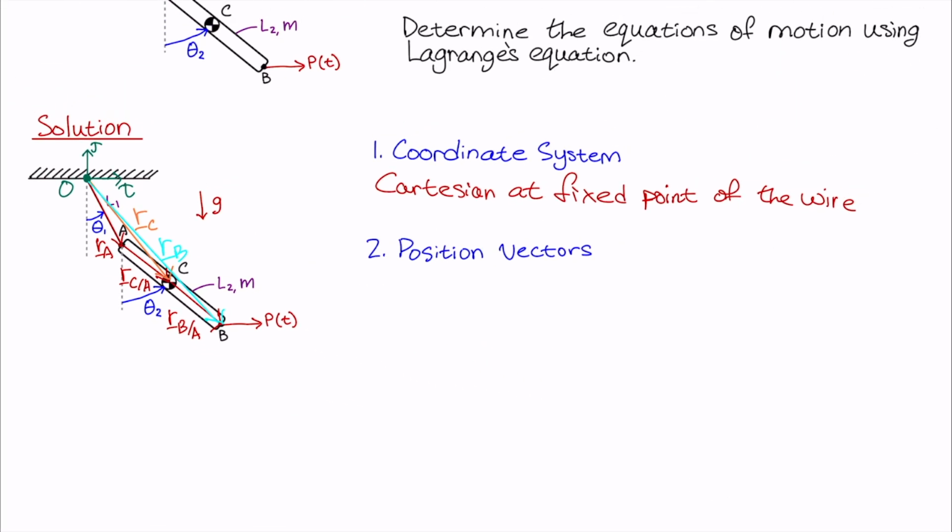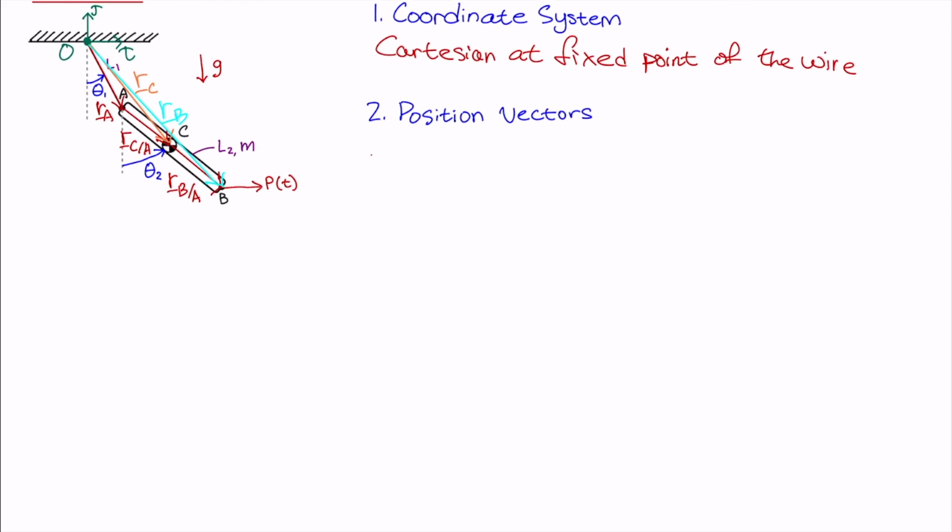We're now going to go through and write out what each of these position vectors are. We'll start off with RA. RA is going to be equal to L1, the length of the wire, times the sine of theta 1 in the I direction, minus L1 cosine theta 1 in the J direction. That's our RA vector.